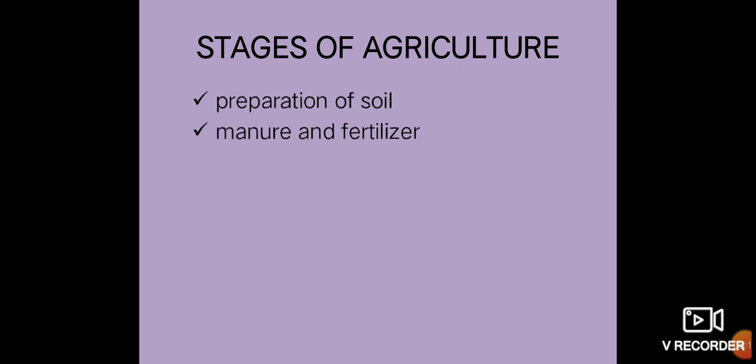Now, let us know about the stages of agriculture. First step is the preparation of soil. Soil is plowed by tractor or by animals. Plowing is the process of breaking and loosening the soil so that roots of crops can penetrate the soil. Next step, manure and fertilizer. Manuring will improve the fertility of the soil.